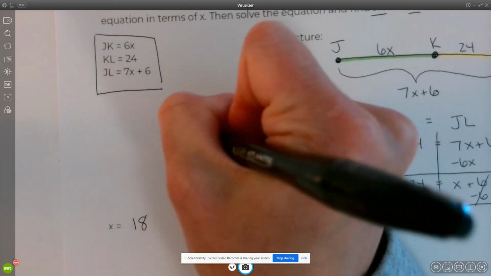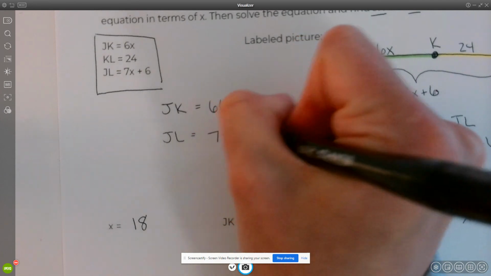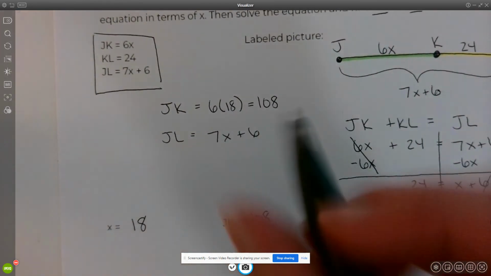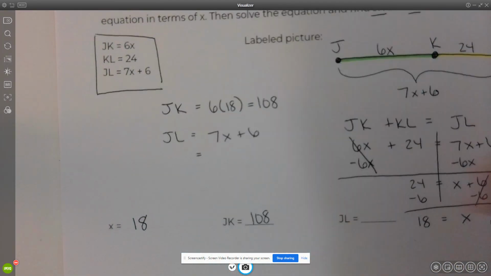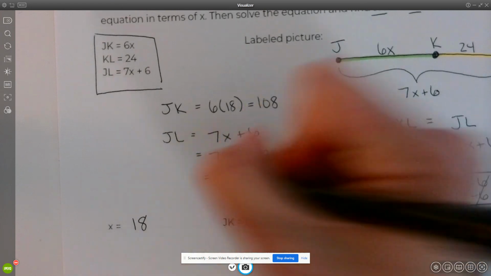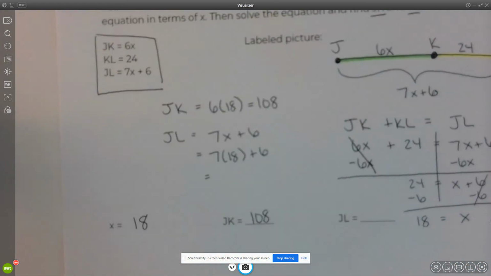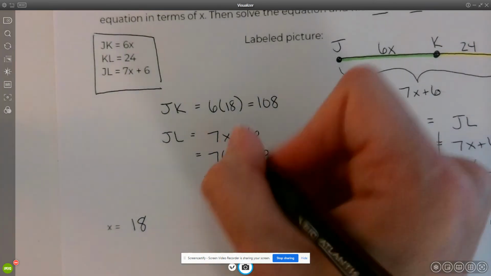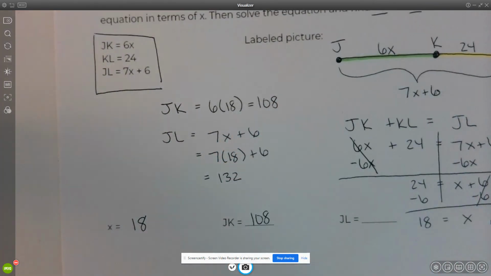JL is equal to 7x plus 6. So now that I know x, I can substitute 18 in for x. So JL is equal to 7 times 18 plus 6, which is 132.